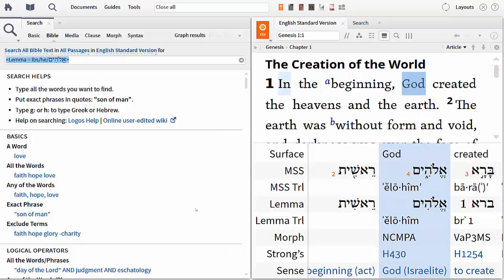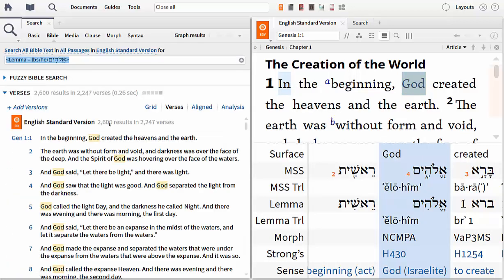We click on this resource, and we're searching all Bible texts and all passages in the ESV, but we're searching on a Hebrew term. What's really neat about the software is that you can search for Hebrew terms and it returns your results in English. We have 2,600 times Elohim occurs in the Hebrew Bible.